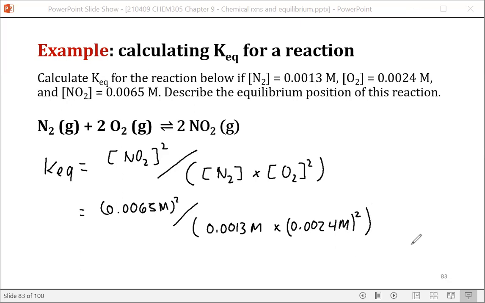You plug it into your calculator. I did this earlier, but I want to double check my work, triple check it. So 0.0065 raised to the second divided by 0.0013 times, in parentheses, because I want to make sure that the second is applied just to the concentration of oxygen. I'm going to put this in parentheses in my calculator to make sure I don't make a calculator mistake. But I'm going to multiply the 0.0013 times 0.0024 raised to the second.